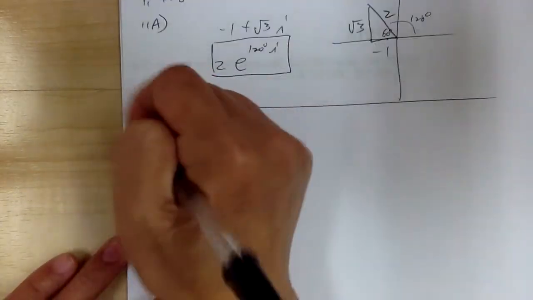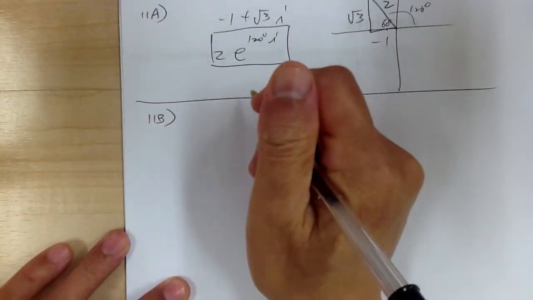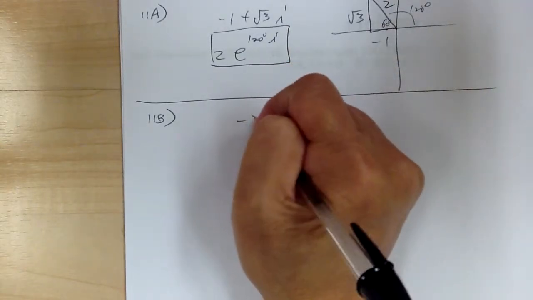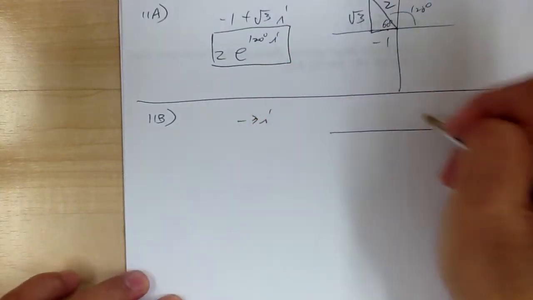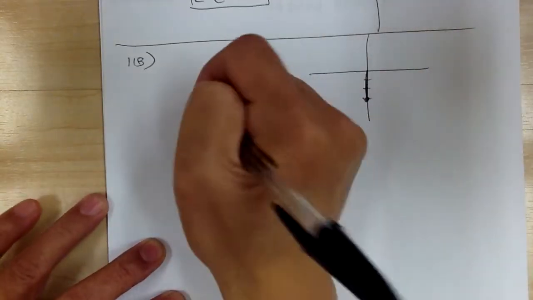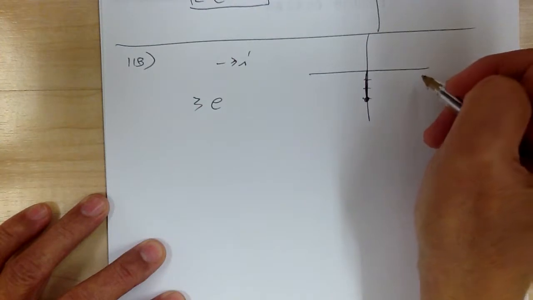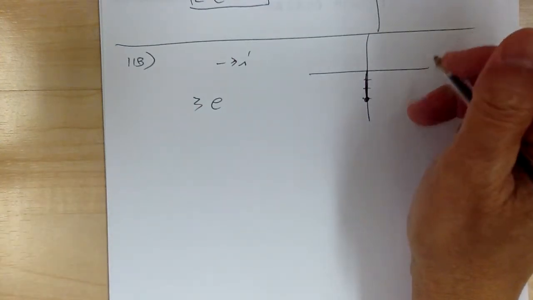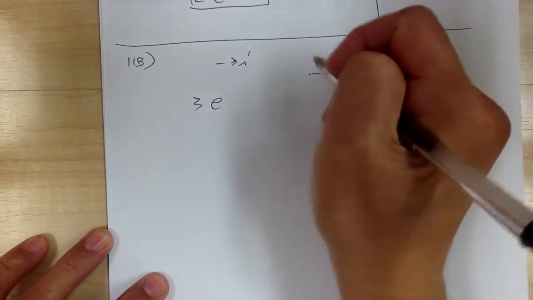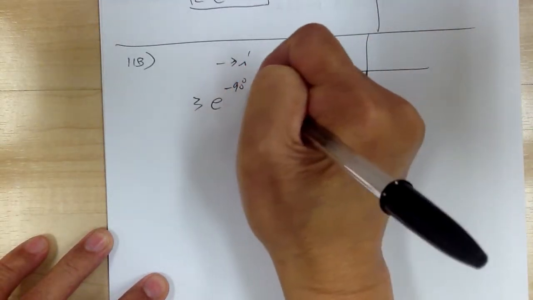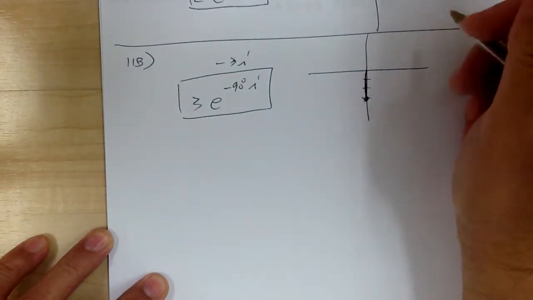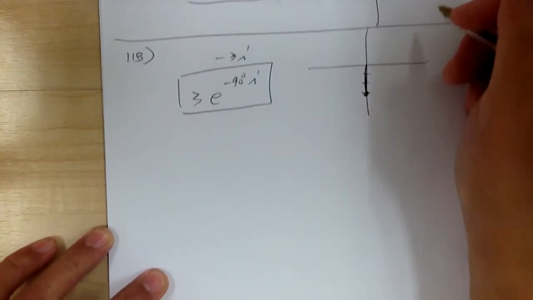Okay. 11b, you have negative 3i. So negative 3 is right over here. So this would be 3 e to the, now you've got to watch the boundary, right? You don't want to use 270. So this would be negative 90 degrees i. So you watch the boundary. It is between negative 180 and positive 180.